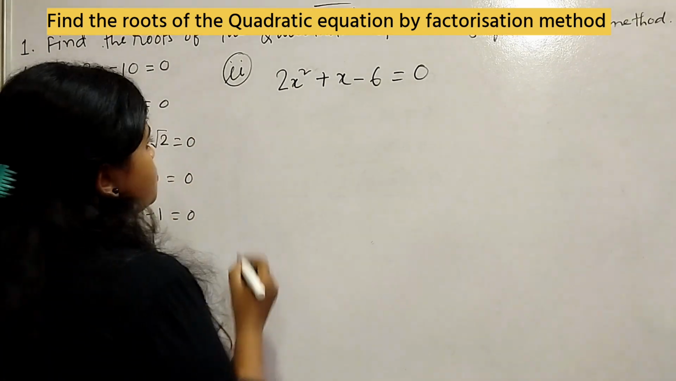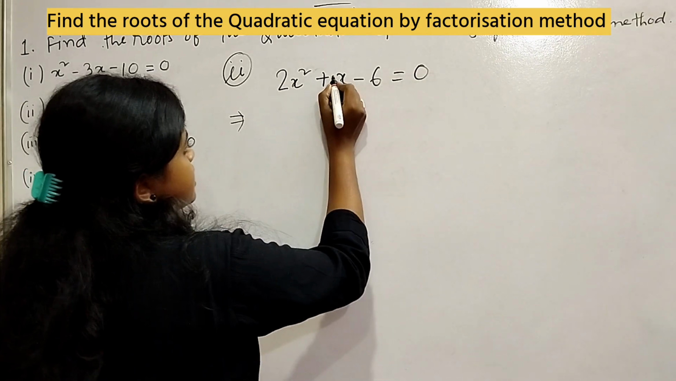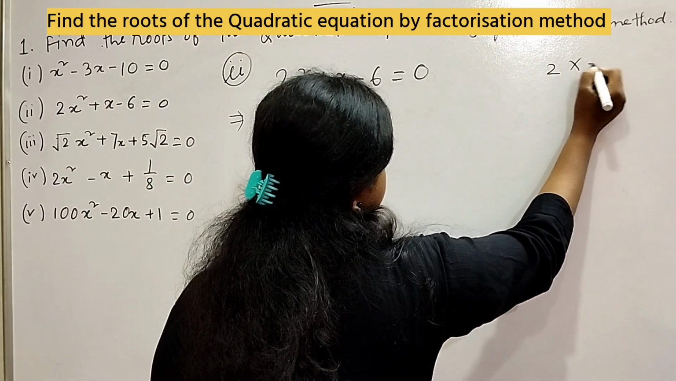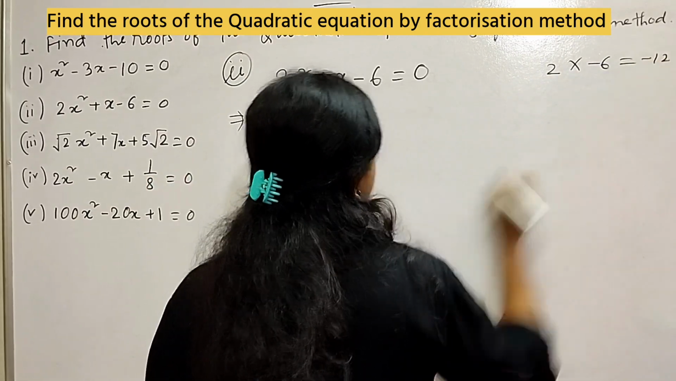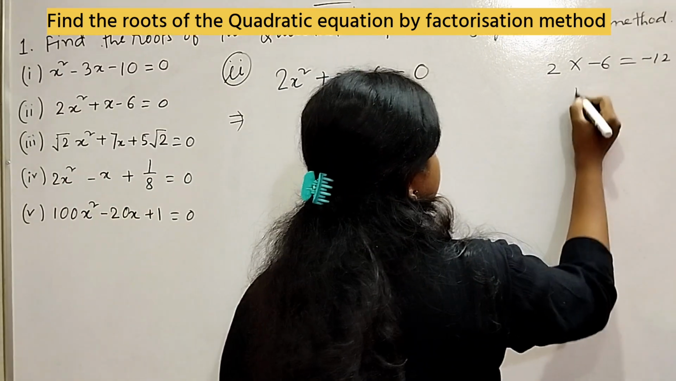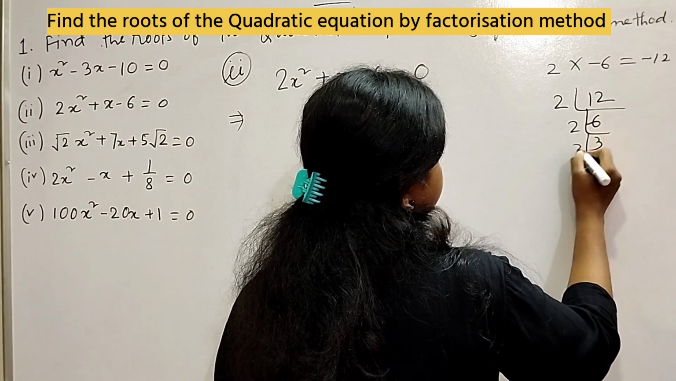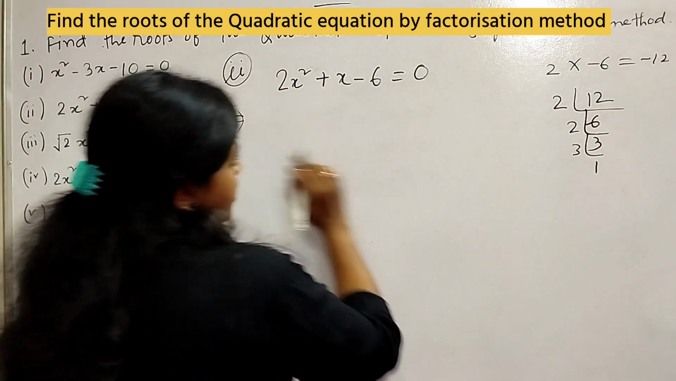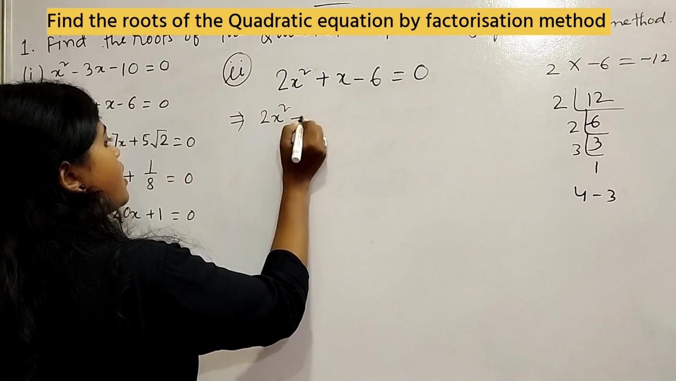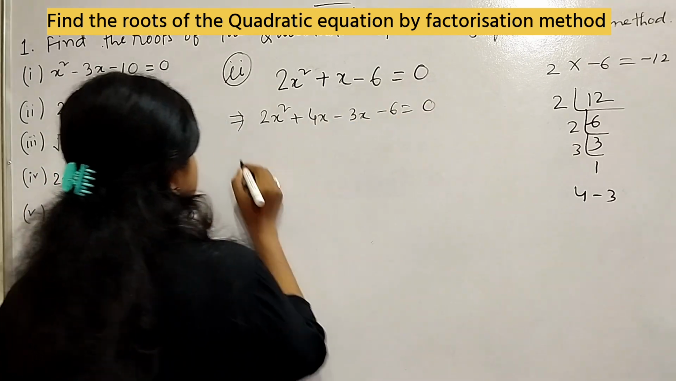So this is question number 2. We have to find out the roots of this quadratic equation. Here the coefficient of x is 1, the coefficient of x square is 2, and the constant term is minus 6. So the product is minus 12 and we have to adjust the plus 1. If you factorize it, 2 6 is 12, 2 3 is 6, and 3 1 is 3. So we have to adjust 1: 4 minus 3 will get 1. So you can write 2x square plus 4x minus 3x minus 6 equals to 0.